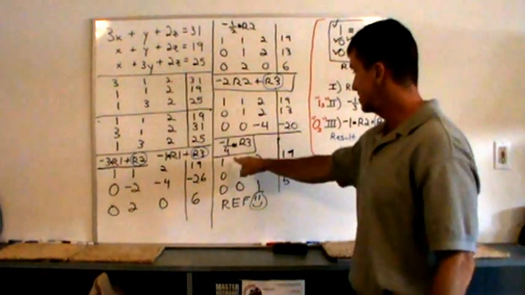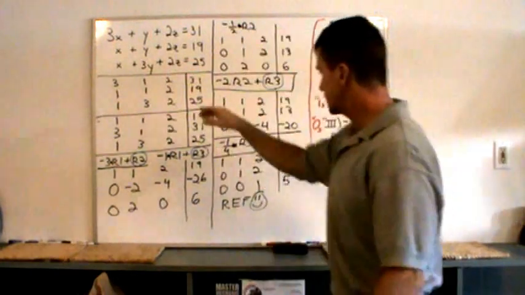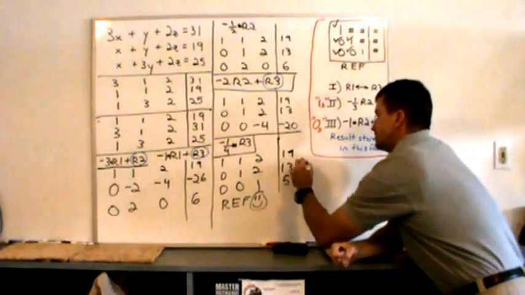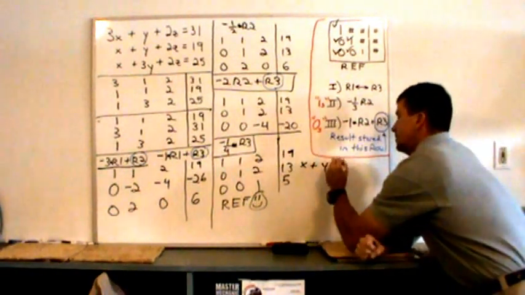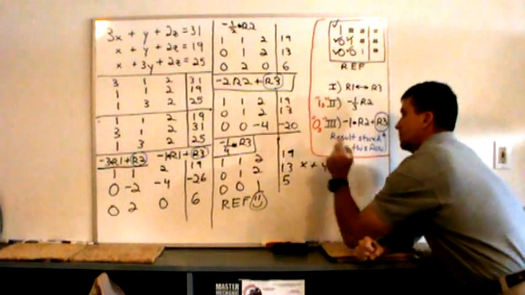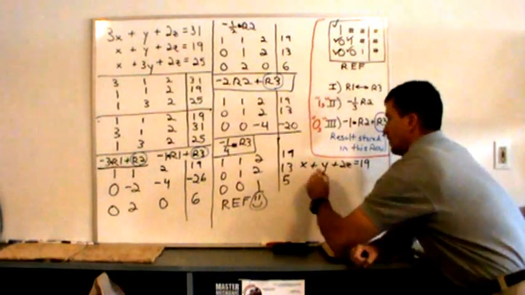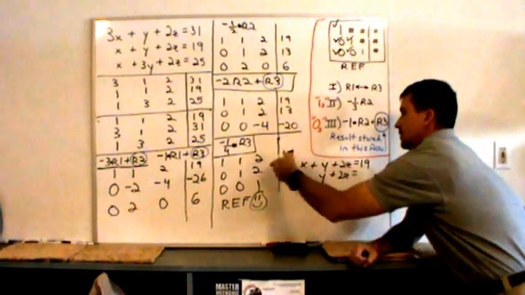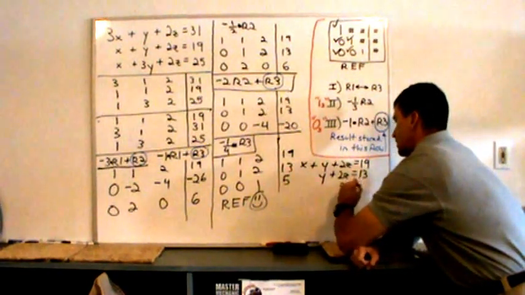When this is in row echelon form, all I have to do is, these have variables. These are the coefficients to the variables. So what we have here is x plus y plus 2z equal to 19. In this row we have y plus 2z equal to 13. And this last row we just got 1z equal to 5.